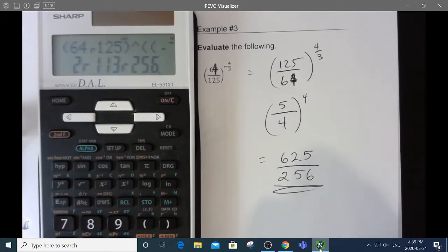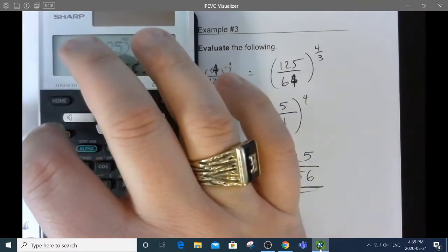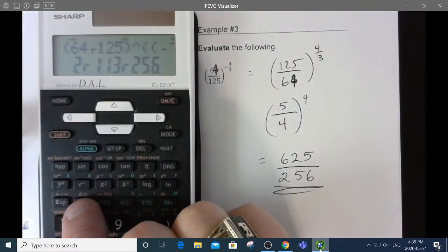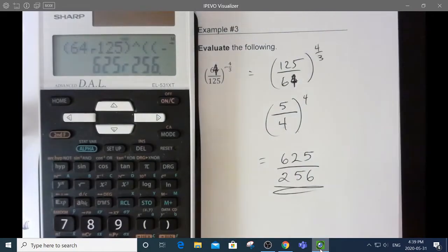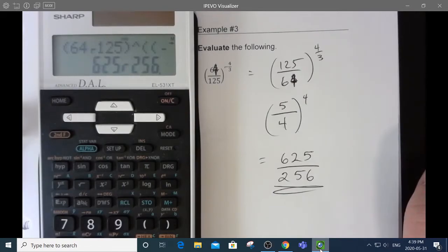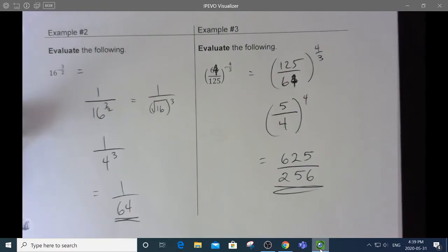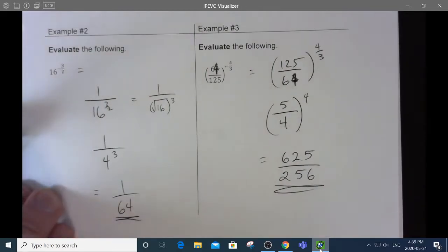And oh, it changed it to a mixed number. Just go second function fraction button and that'll actually make it an improper fraction. And yeah, there it is, 625 over 256. A question like that, I probably wouldn't let you use a calculator on the test, but there you go. Calculators can do it. Oops, just knocked my microphone over.